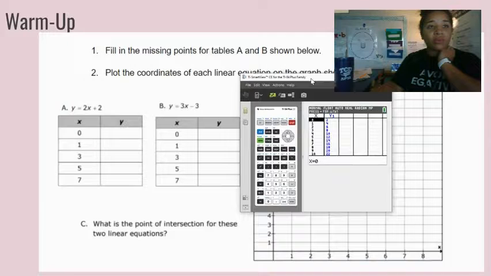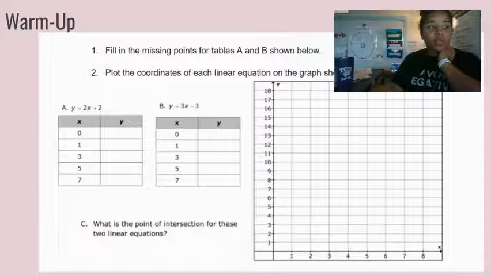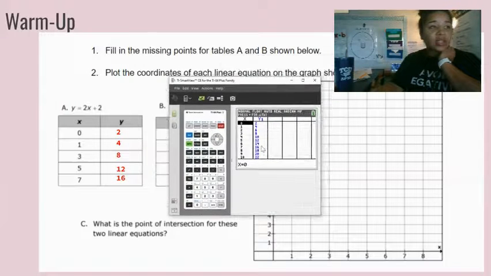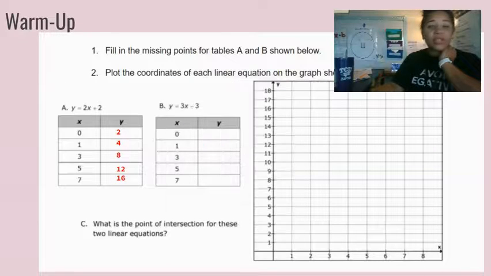So this would be 2. I'm going to take this off and I'll show you. This is 2. The next one is going to be 4. And then for 3, it would be 8. 5, it would be 12. And then 7, it would be 16. That definitely matches this here. 7 is 16. 5 is 12. 3 is 8. 1 is 4. And 0 is 2.